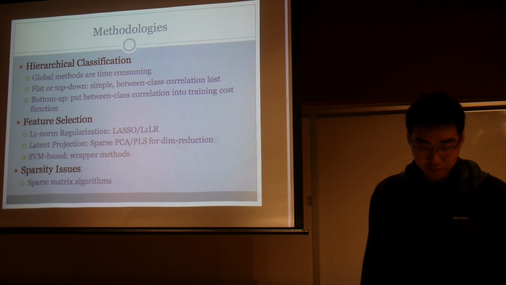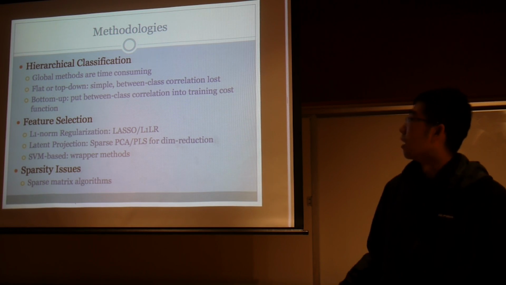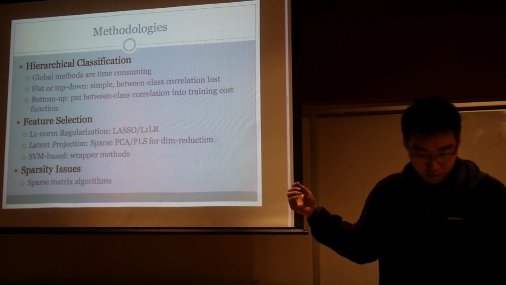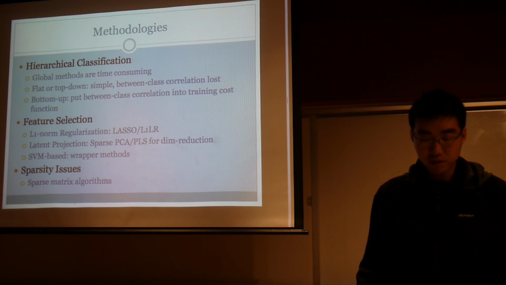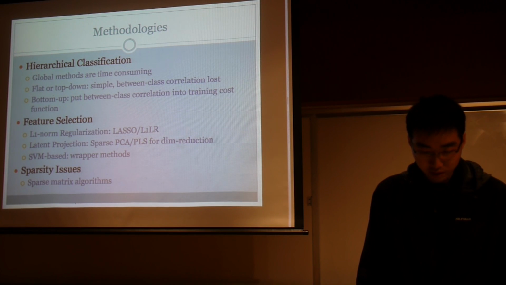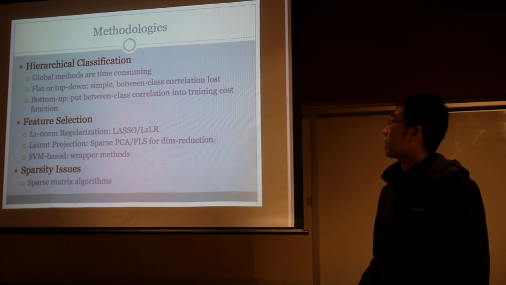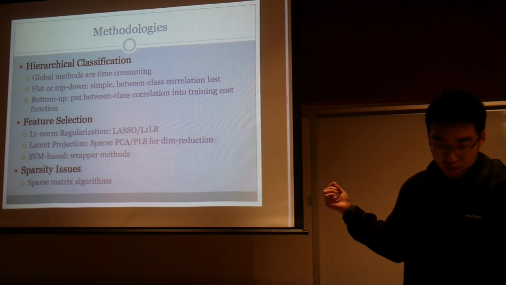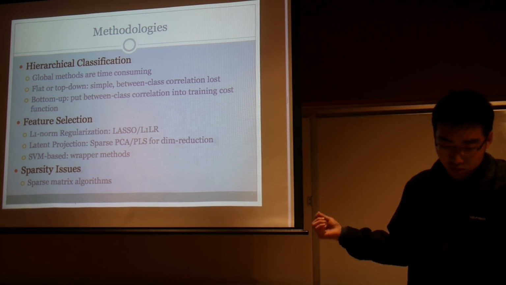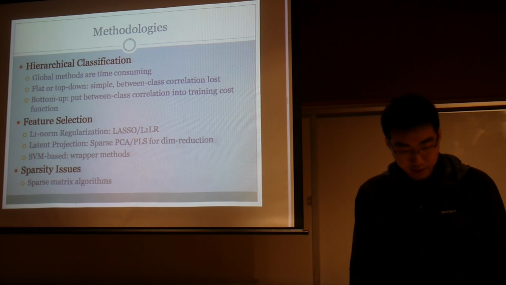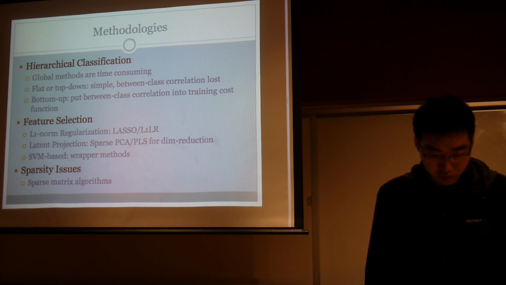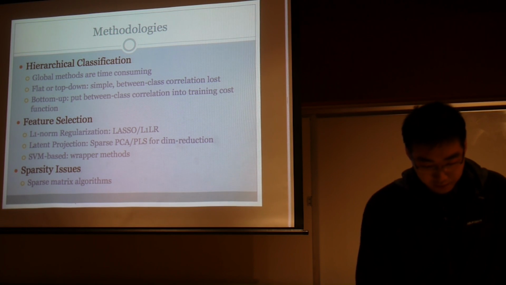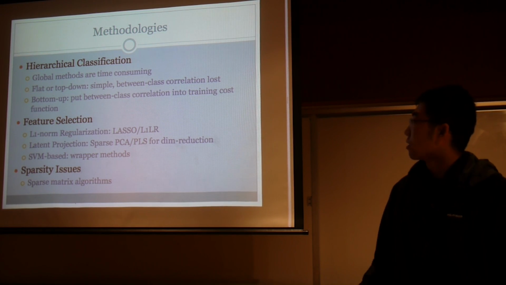And the third way is a modification of the second method, called the bottom-up method. We take the between-class correlations into consideration, and we bring in a cost function during our training. So basically we use these three hierarchical classification methods, and for the feature selection.